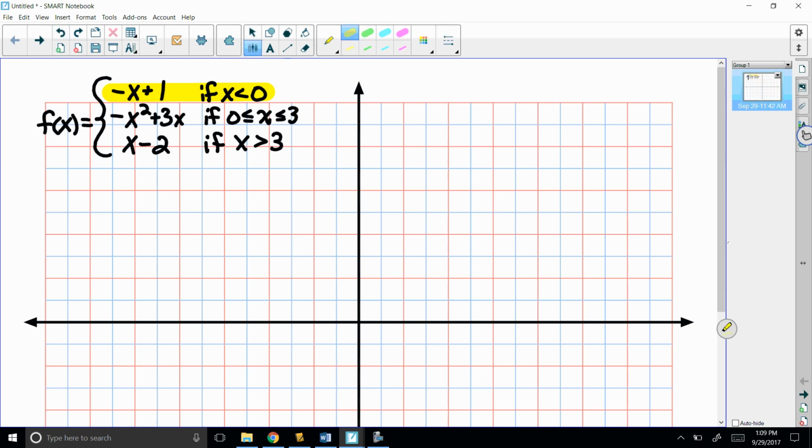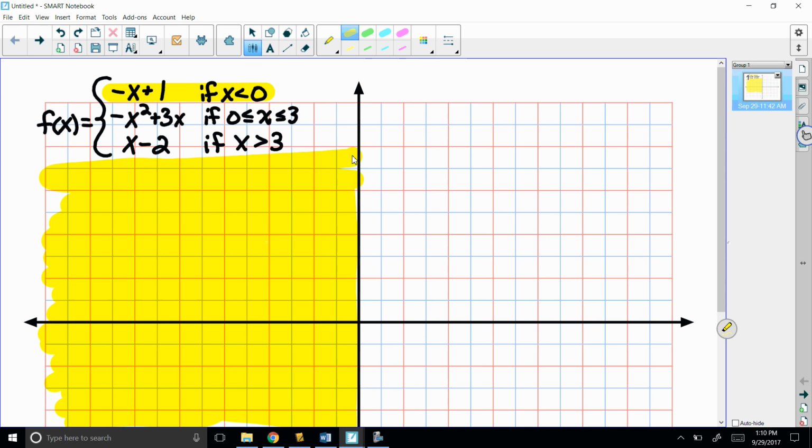Okay, so we want to graph that first equation in the domain where x is less than 0. So everything back over here in this range involves which equation? Negative x plus 1. And we know something about that graph already. What do you know about that graph? What's it look like? It's a straight line that has a y-intercept of 1 and has a negative 1 slope.